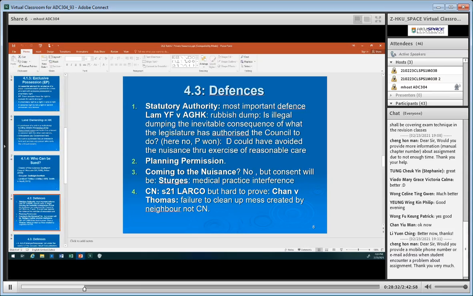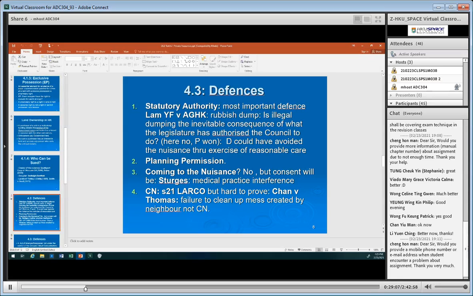In the Lam Yuk Fung case on page 114, the court found that the defence of statutory authority did not succeed because on the facts, the rubbish was strewn all over the place, and people frequently came and left their rubbish at or near the collection point, adversely affecting the environment. So on the facts, the court found that such a nuisance was not the unavoidable consequence of what the council had been authorised to do.